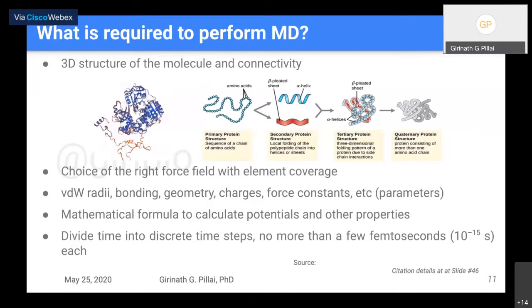So van der Waals radii, bonding geometry, charges, force constants, these are all the parameters to be considered along with the force field and mathematical formula to calculate potentials and other properties. You need not worry about the formula because I also hate equations and formulas. Right now, the software and algorithms have the capability to take care of these mathematical formulas. But in earlier days, you had to sit and derive them from all these parameters. They divide the time into discrete time steps of no more than a few femtoseconds. So 1 femtosecond is 10 raised to minus 15 seconds. We will talk about this time scale in much more detail in the coming slides.